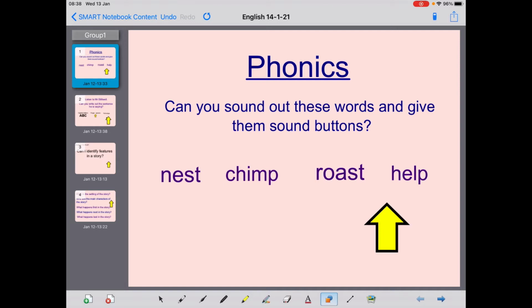And for this page, I would like you to sound out these words and give them sound buttons. So same as what we did yesterday, but for this one, we need to be a bit careful because there are 2 digraphs in there, and I wonder if you can tell the person at home with you or the person watching the video with you what a digraph is.